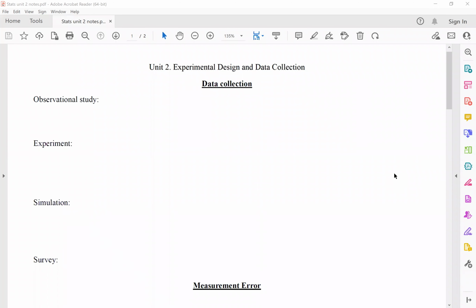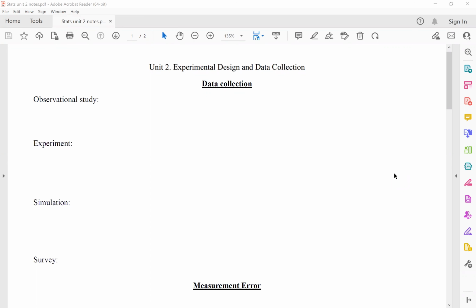All right, so let's take a look. Our unit two, we're gonna be looking at data, right? So we talked about last week what's a parameter, what's a population, what's a sample. We talk about the important parts of a study. Now we're gonna talk about how we can collect our data.